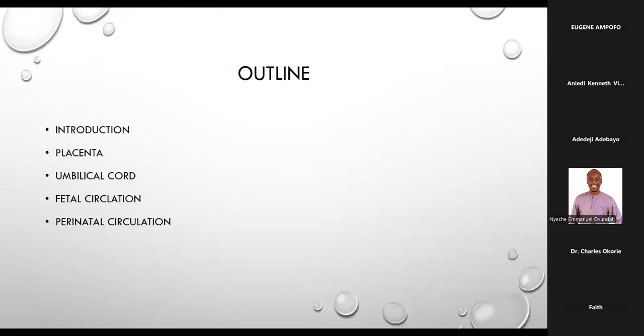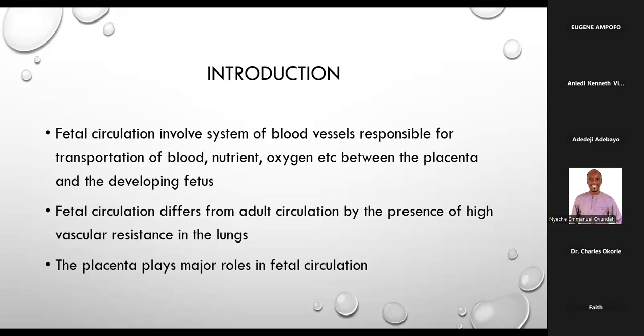Okay, we'll be discussing using the following outline. By way of introduction, fetal circulation consists of a system of blood vessels responsible for transportation of blood, nutrients, and other essentials between the placenta and the developing fetus. It's different from the adult circulation, one, in the presence of high vascular resistance in the pulmonary circulation, as well as the fact that fetal circulation has low oxygen saturation and the presence of several shunts that we'll get to see later.